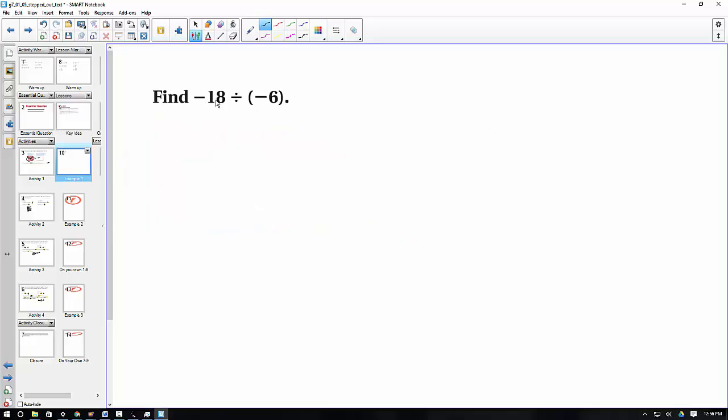So let's look here. So I have negative 18 divided by negative 6. Again, they're both negative. Therefore, your answer must be positive, so that would be a positive 3.